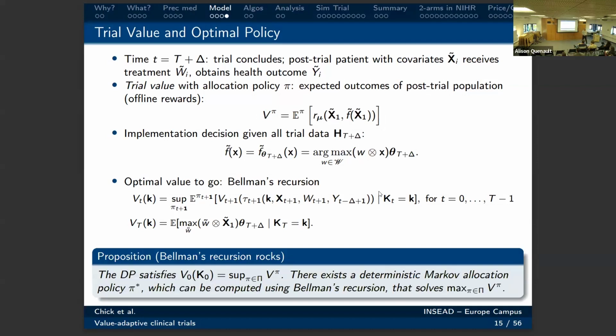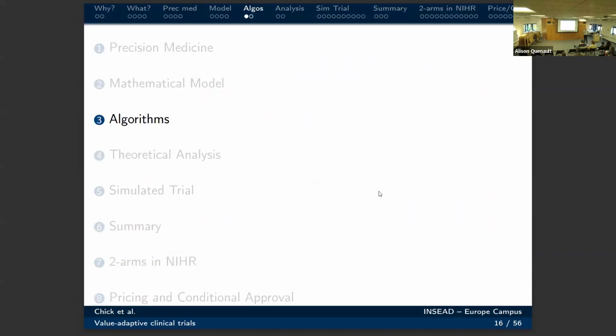So we can prove some structural results along these lines. There does exist a Markovian allocation policy, and we can compute it precisely with this if we knew how to compute that. The problem is it's a little bit hard to compute. So sometimes we need some approximations to be able to compute this. So I'll give you a couple of algorithms to help us make this implementable, because we have a curse of dimensionality going on with extremely high dimensional intervals to solve that Bellman equation.